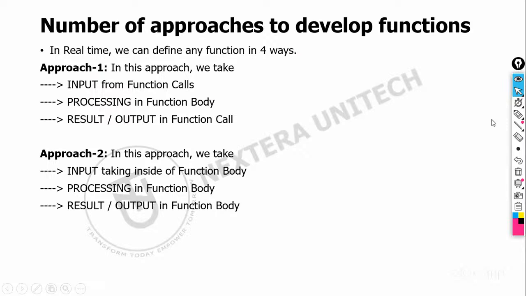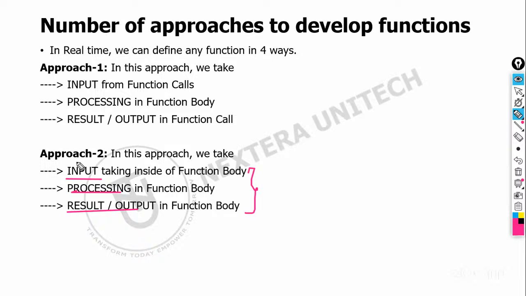You see, in approach 2, all the 3, input, processing, and result or the output, you see in the function body itself. Within the function body, you'll get input. So the inputs will be accepted from the function body, and the processing anyways has to be done in the function body itself. Even the output or the results will be from the function body itself. Okay, so this is approach 2.